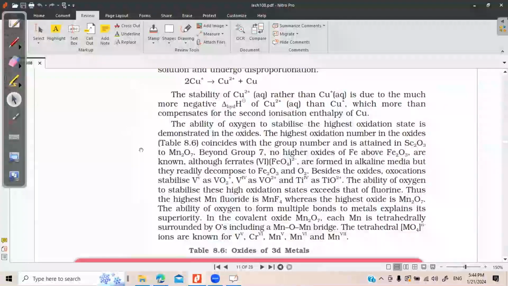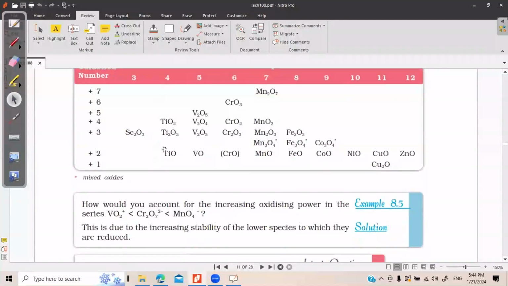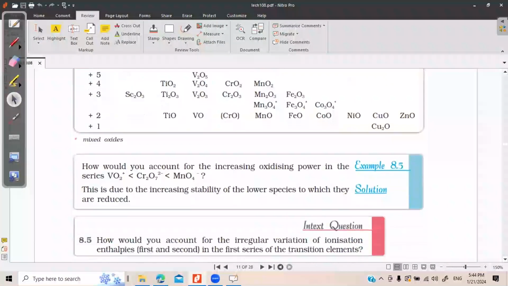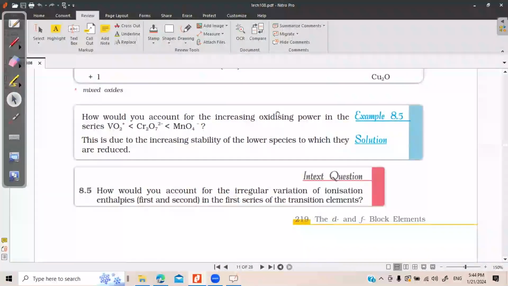This paragraph again explains why certain valencies or ions are more stable. How would you account for the increasing oxidation power in this? If you look at this, Mn has a +4 oxidation state here. Here chromium is having +6, vanadium is having +3 oxidation state. So how will you compare this? The stability here is due to the increasing stability of the lower species to which they are related.